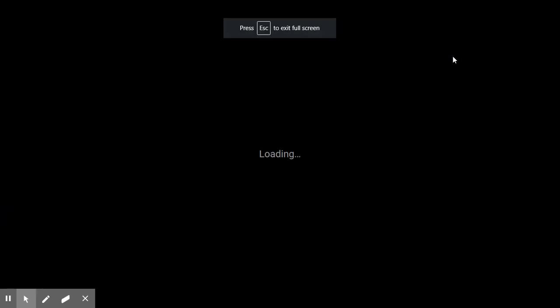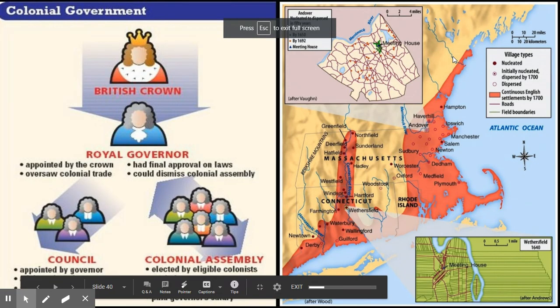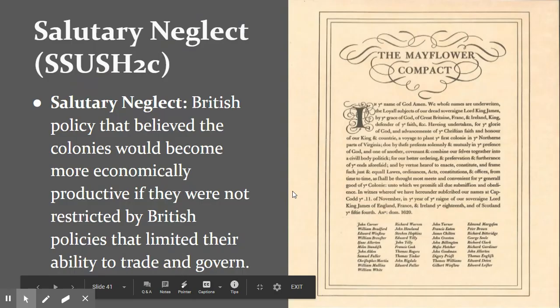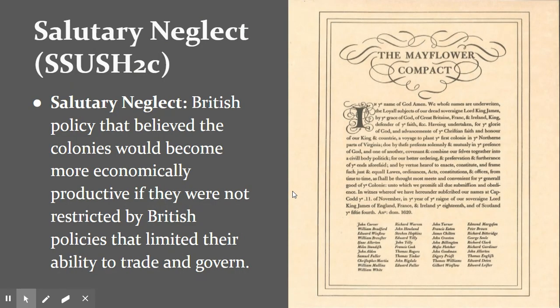Okay, and then the council is going to be appointed by the governor. They can make laws, they can do all that stuff. So, salutary neglect. What this means is British policy that believed colonies would become more economically productive if they were not restricted by British policies that limited their ability to trade and govern.